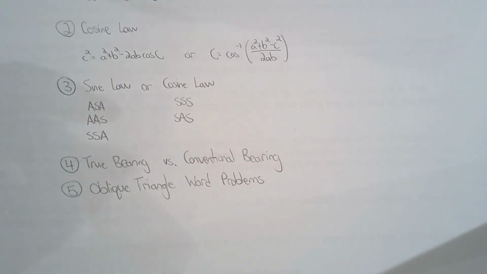So that's basically it for chapter 8. In the previous chapter, we were focusing on solving right triangles, but in this chapter, we're focusing on solving oblique triangles using the sine law and the cosine law.